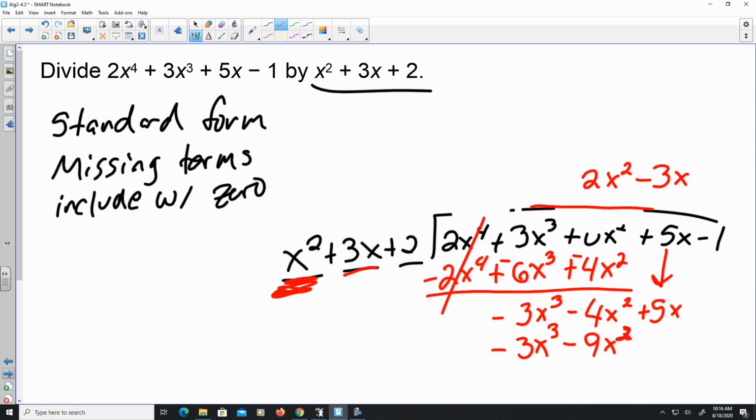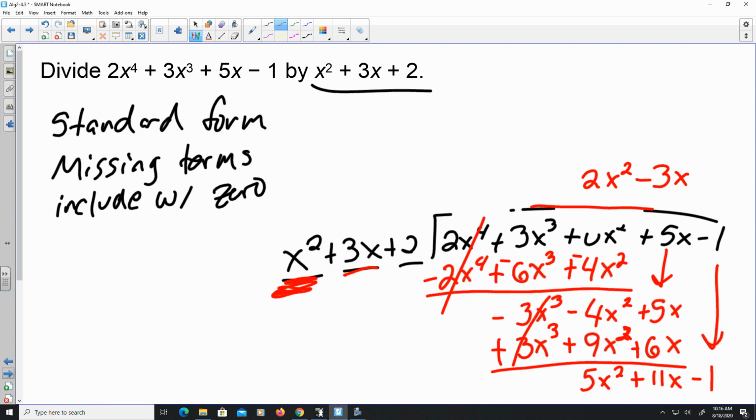And negative 3x times 2 is negative 6x. And again, you should notice where you have like terms. Now, again, you change the sign. So now this becomes positive, this becomes positive, and this becomes positive. This should cancel. This turns into 5x squared, and this turns into plus 11x, and then I drop down the minus 1.